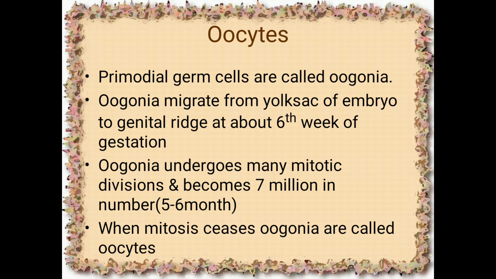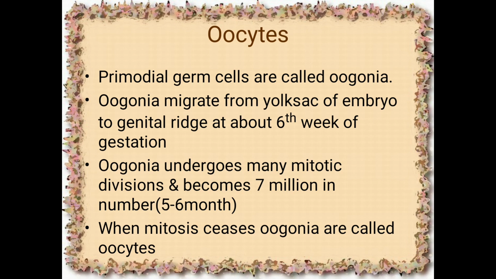The primordial germ cells are called oogonia. They migrate from the yolk sac of the embryo to the genital ridge at about the 6th week of gestation. The oogonia undergo many mitotic divisions. Mitotic division is cell division, where a single cell divides into two cells with the same number of chromosomes. Through mitotic divisions, the oogonia become 7 million in number by 5 to 6 months.